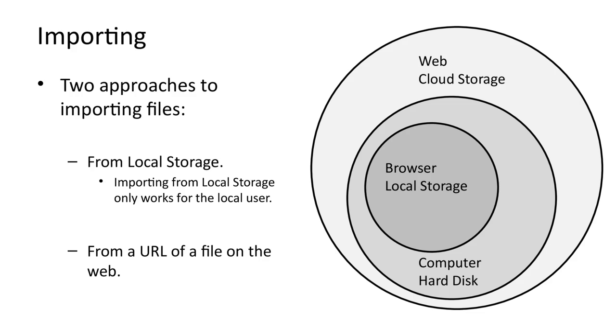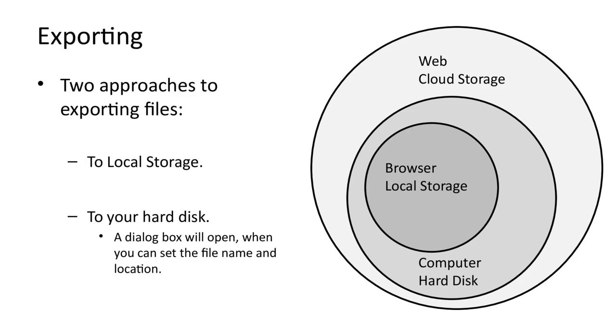When importing files, you can import either from local storage or from the web. Importing from local storage has a drawback with regards to sharing Mobius scripts. If you share your script with someone else, they are unlikely to have the same file in their local storage. As a result, when they run the script, they will get an error message about the missing file. Importing from a URL will overcome this.